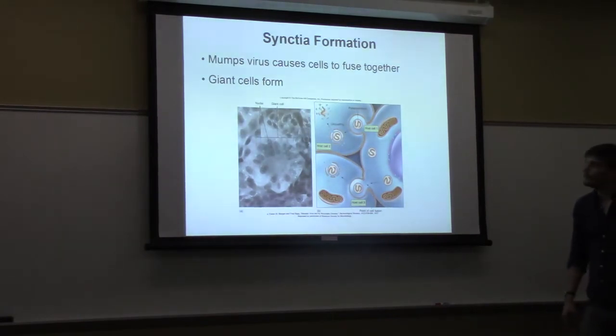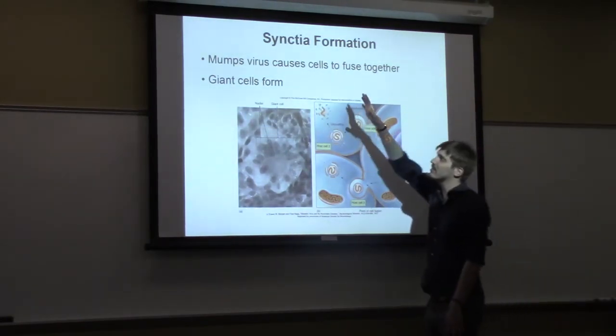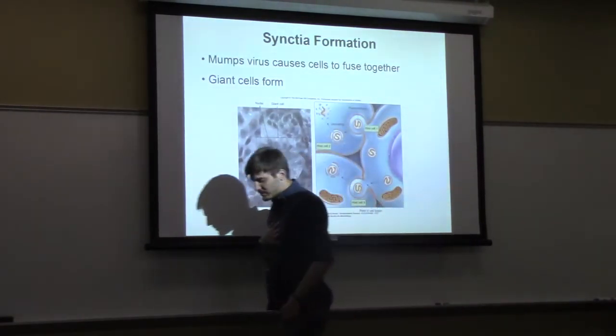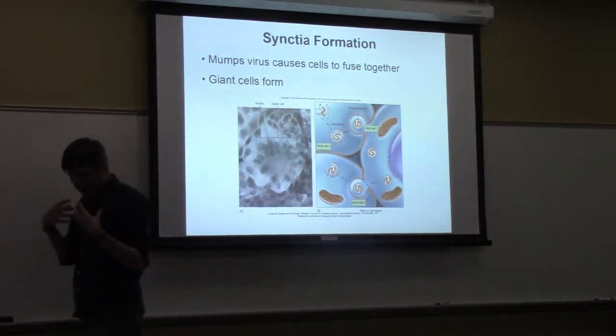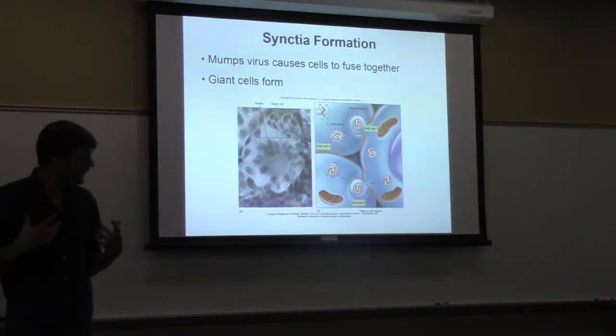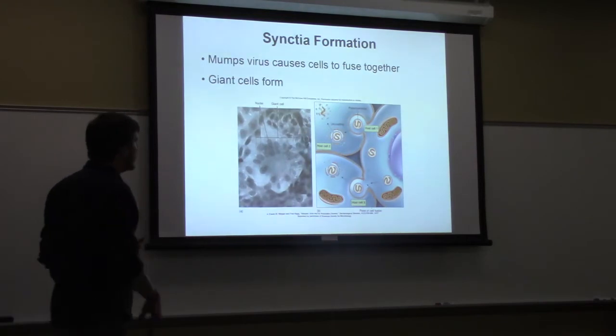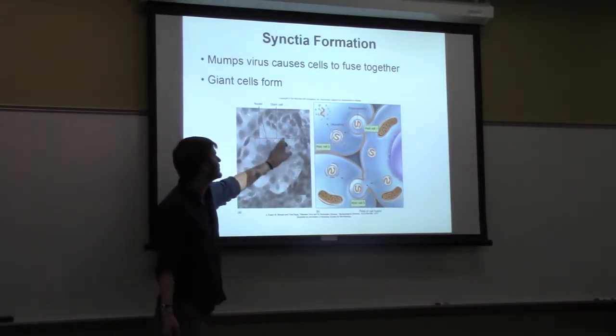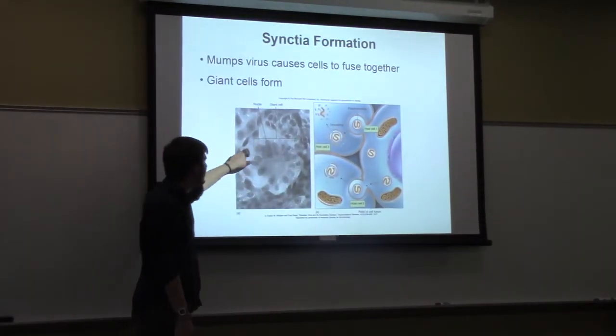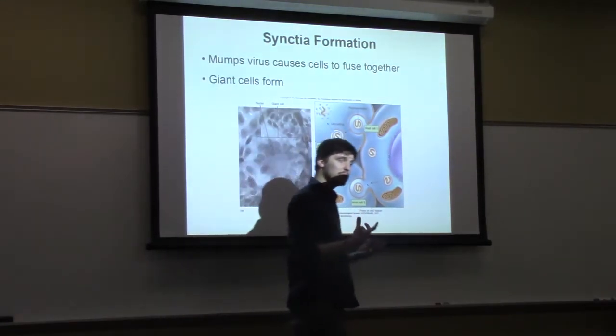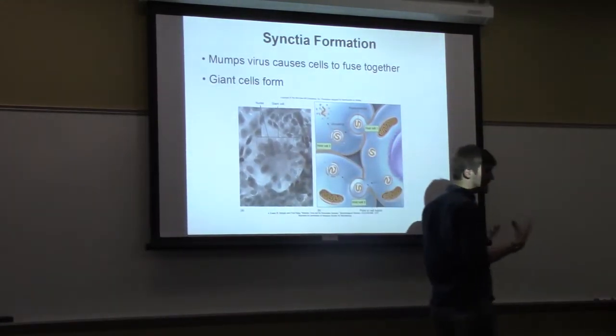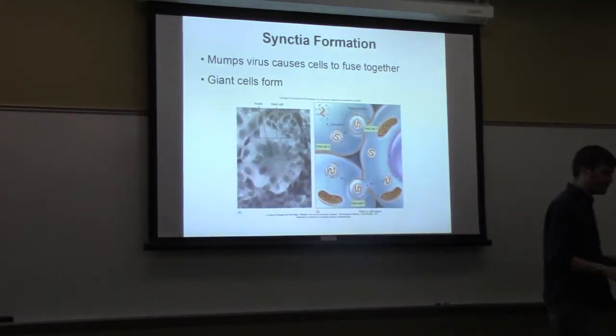Why does this happen? Well, mumps causes something called syncytia. And syncytia is essentially where you have multiple infected cells in one area that fuse together, forming a giant multinucleated cell. When this occurs in the parotid gland, it causes a very severe immune response, and this is what results in that edema and inflammation.